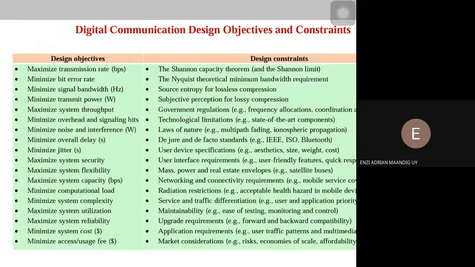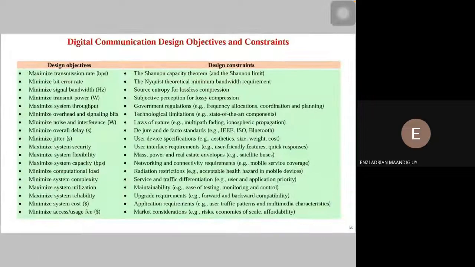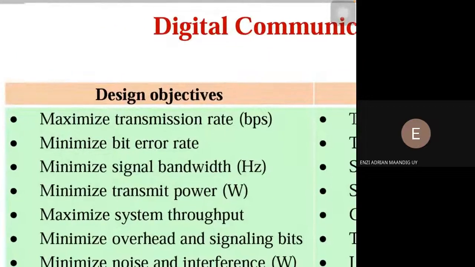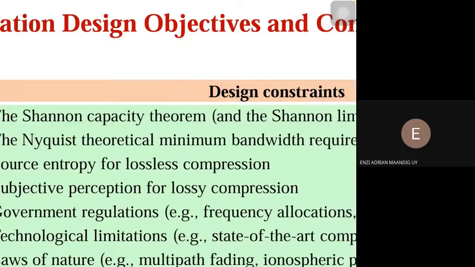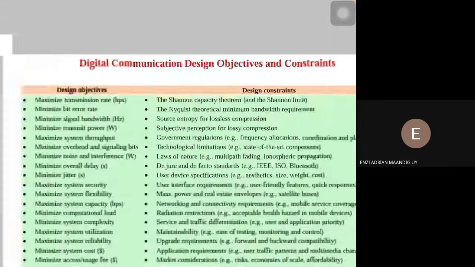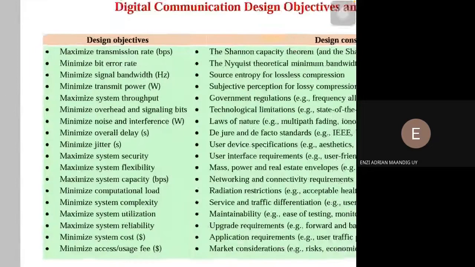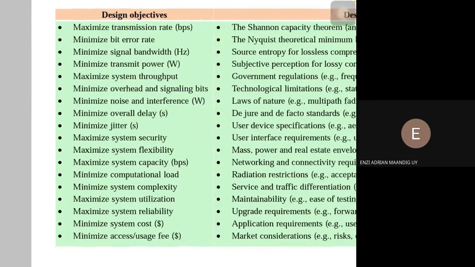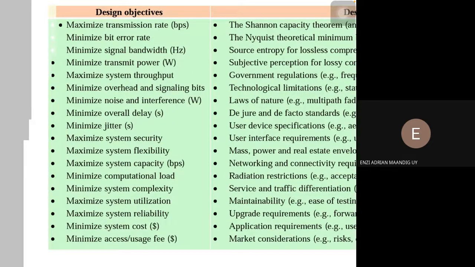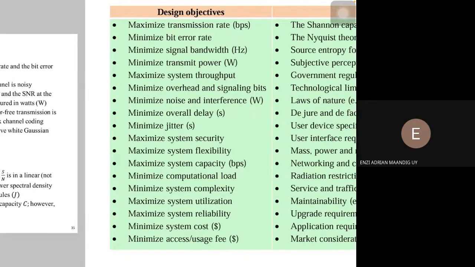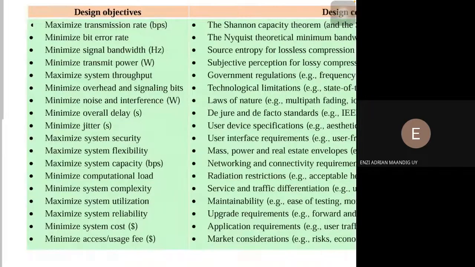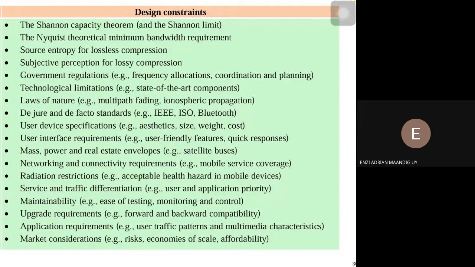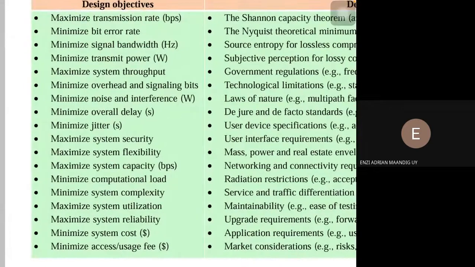Let's say, for example, the design objective is to maximize transmission rate. Its design constraint is the Shannon capacity theorem. I'm just listing all of these down. It's not one versus the other, but these are some of the design objectives that we will encounter as practicing communications engineers, and these are the constraints or factors we consider. So I'll just go over some of the important design objectives.